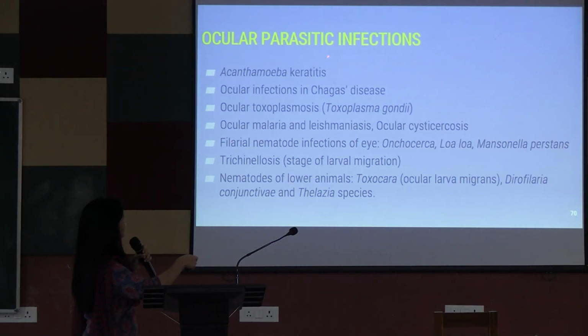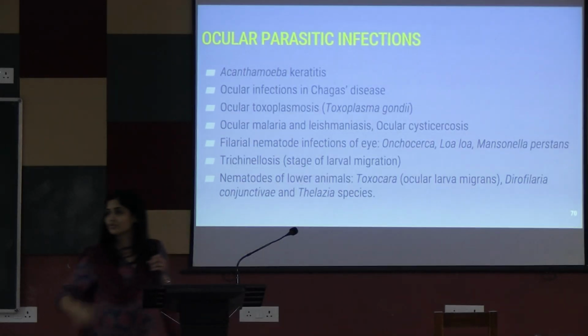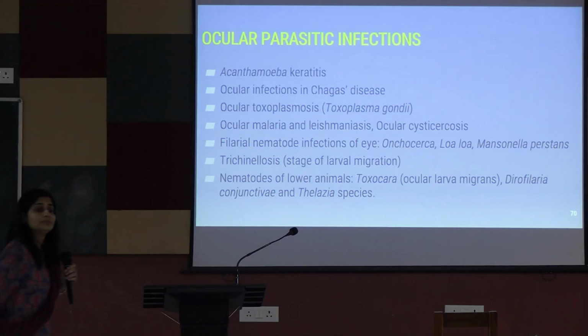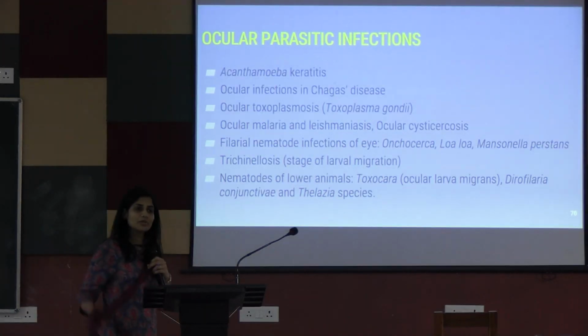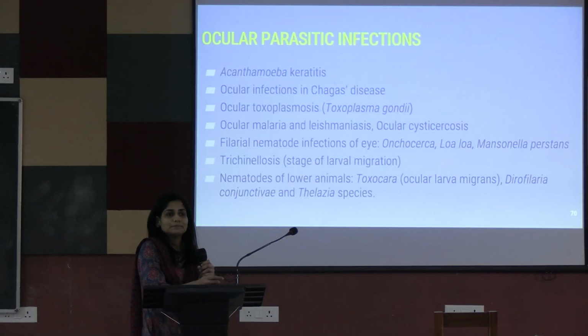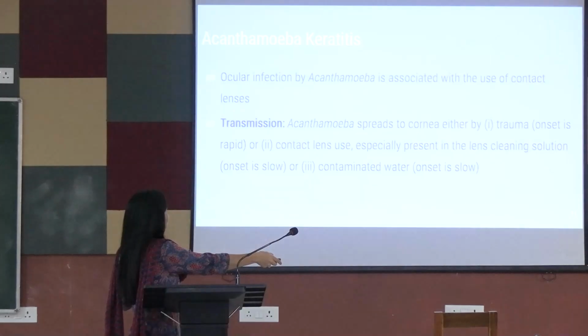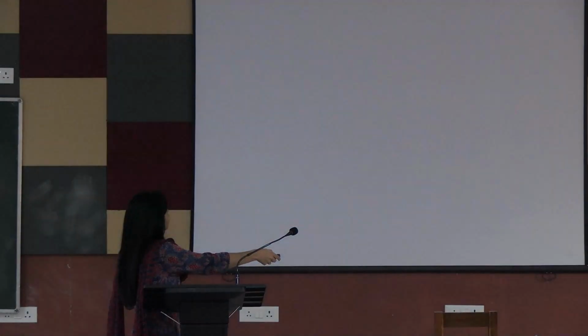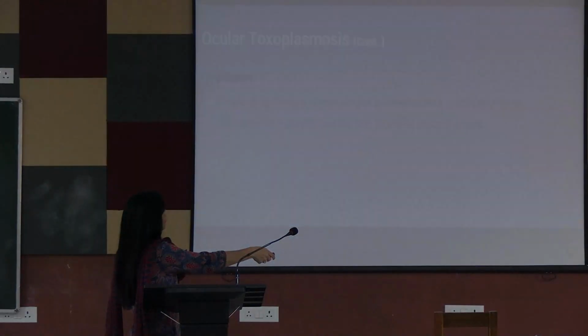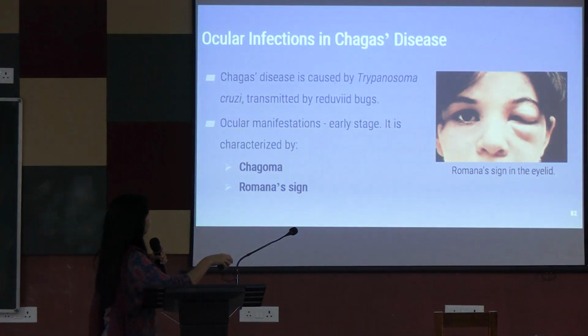In case of acute parasitic infections, we have discussed acanthamoeba keratitis. Then coming to Chagas disease, what was the causative organism? Chagas disease. This has been taught to you before. Trypanosoma. Do we remember trypanosoma? What was the sign that was seen in this disease, which involved the eye? What is this sign?